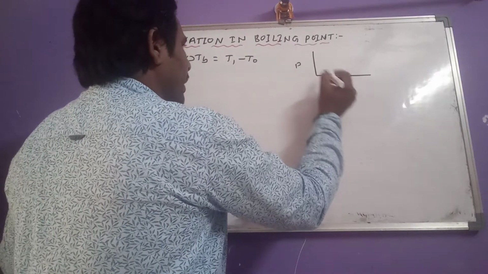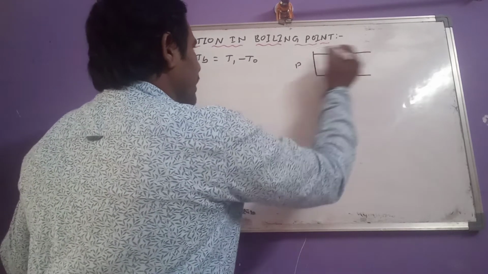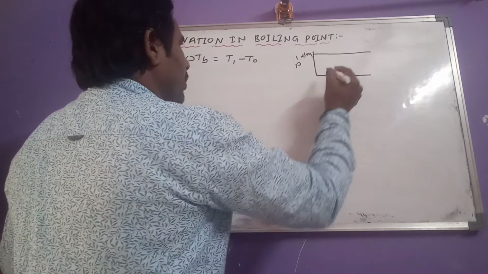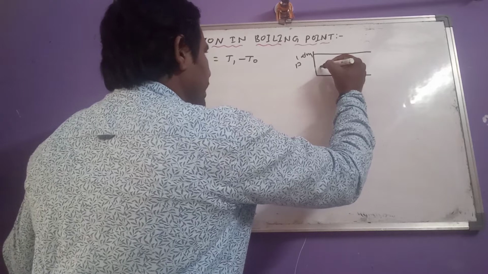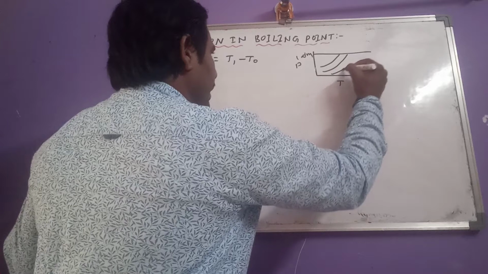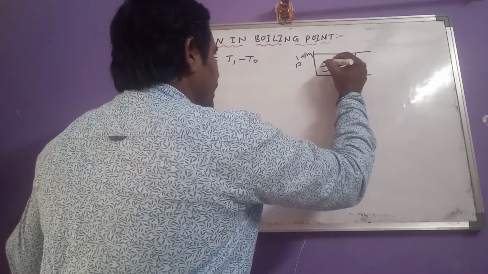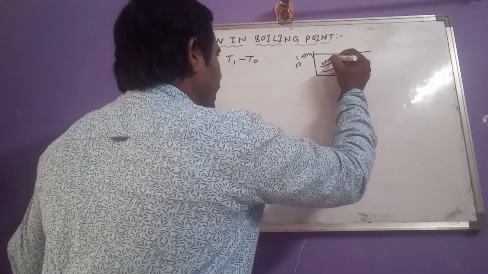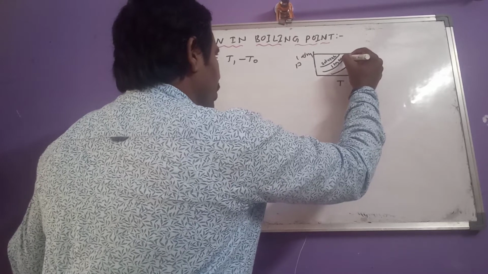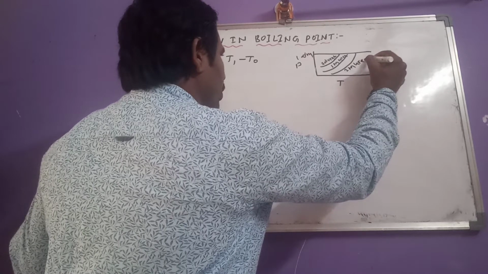Let this be the pressure axis, let this be the temperature axis, and here this is 1 atmosphere pressure. Now consider three curves here. The first curve is related to solvent, and this is the 1m urea solution, and this is the 2m urea solution.